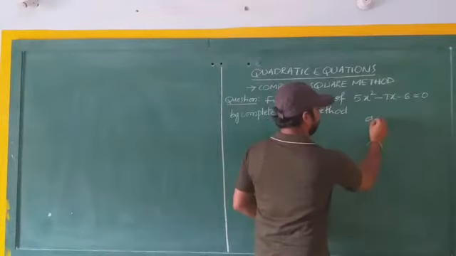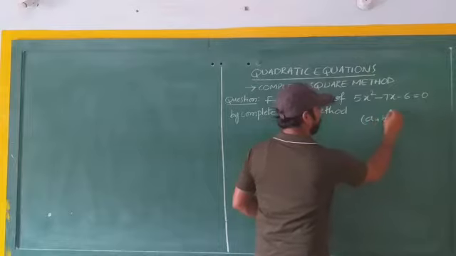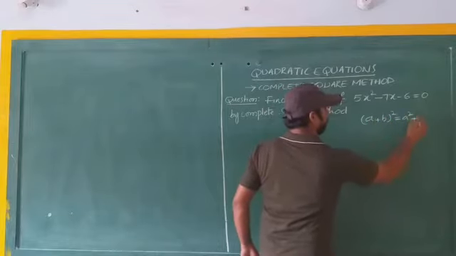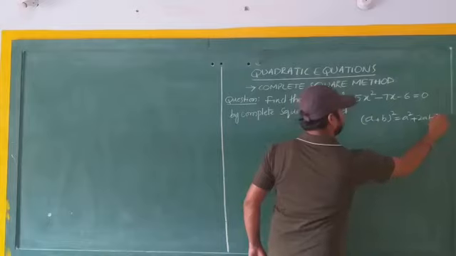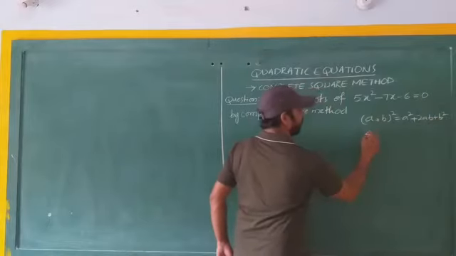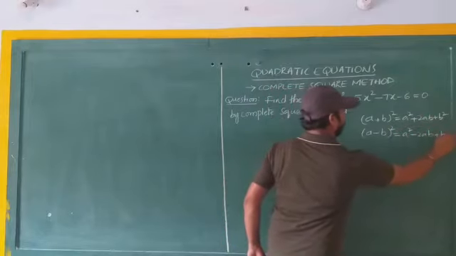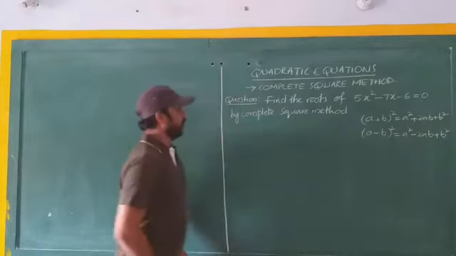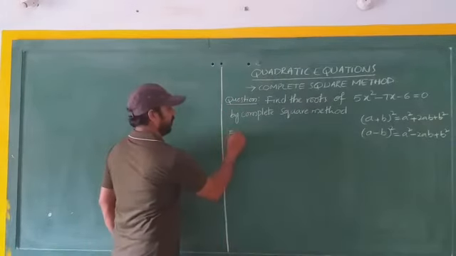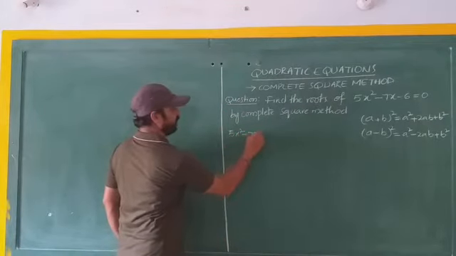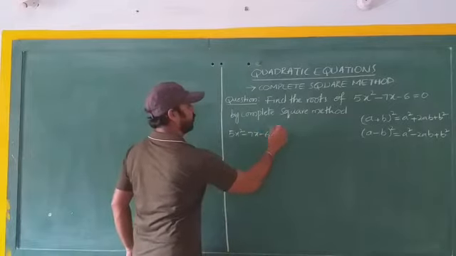Now, the first algebraic identity, (a plus b) whole square equal to a square plus 2ab plus b square, and the second algebraic identity, (a minus b) whole square equal to a square minus 2ab plus b square. Okay, now the given quadratic equation: 5x square minus 7x minus 6 equal to 0.